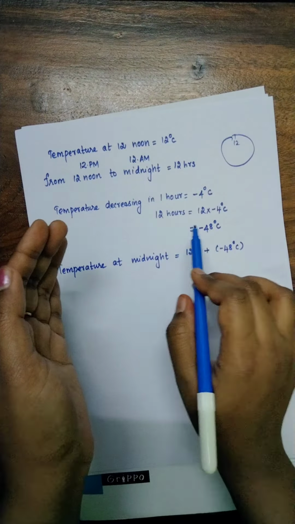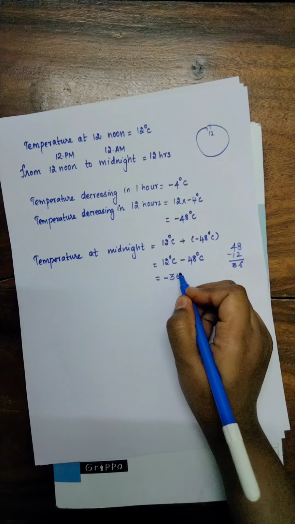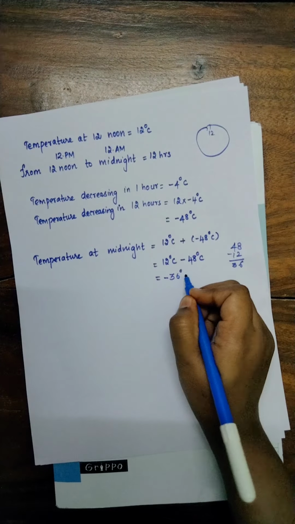12 plus minus 48 is minus 48 degrees Celsius. So 12 and 48, both numbers have different signs. First subtract both the numbers. 48 minus 12. What is 48 minus 12? It is 36. What is the greater number's sign? It is minus. So minus 36 degrees Celsius. So our answer: temperature at midnight is minus 36 degrees Celsius.